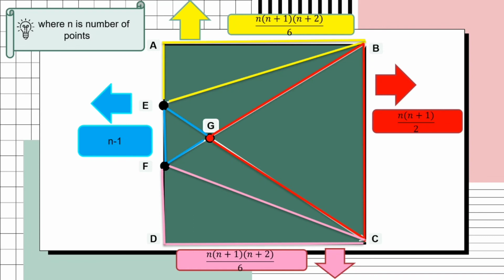So the formula for the top and bottom is n multiplied by n plus 1 multiplied by n plus 2, all over 6, or the sum of the triangular number sequence. On the right side, we have n multiplied by n plus 1, all over 2, which is the triangular number, and on the left side, we have n minus 1.